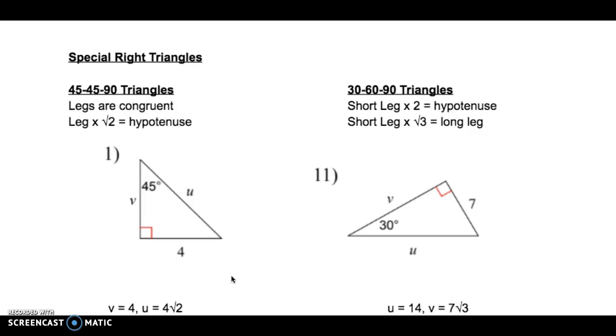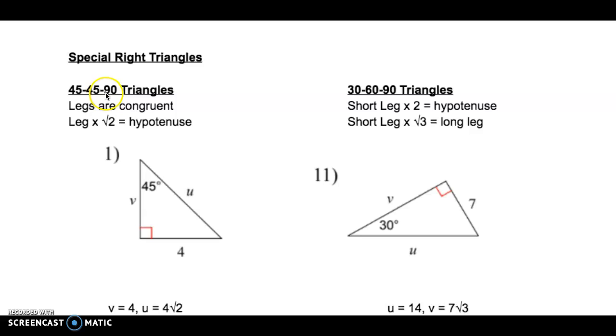We're going to take a break from areas of parallelograms, rhombuses, trapezoids, and all that good stuff to give you some special right triangles and trig knowledge. So we're going to start out with the two special right triangles. Here they are, a 45, 45, 90 triangle and a 30, 60, 90 triangle. If they fall into either of these classes, you have two main properties for each.